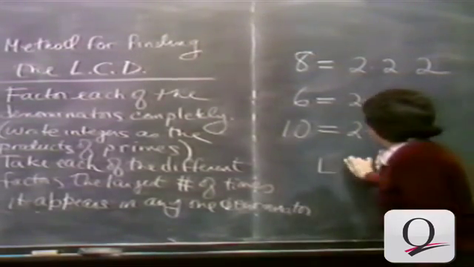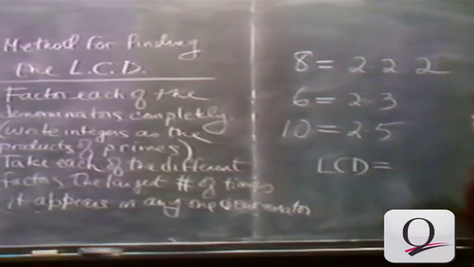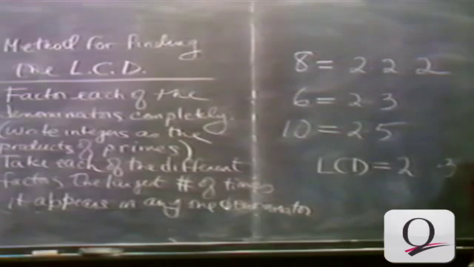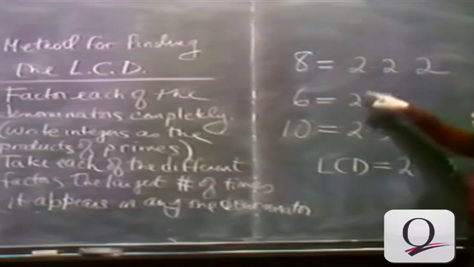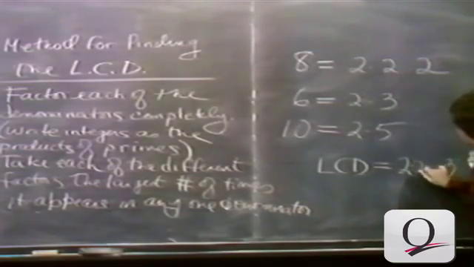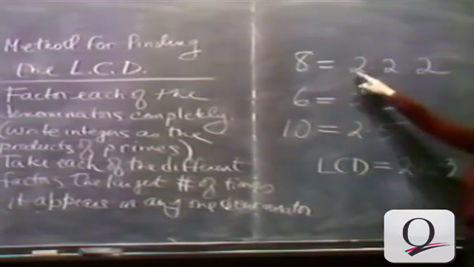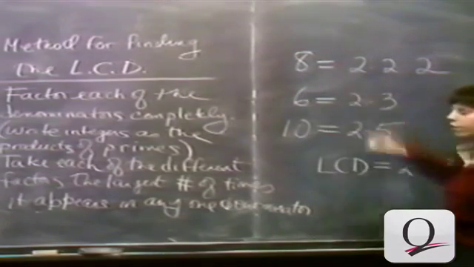Now to form the lowest common denominator, what we do is take each of the different factors. What are the different factors? We have 2's, 3's, and 5's. We take each of the different factors the largest number of times it appears in any one denominator. We know that we're going to need 2's, 3's, and 5's in our answer. Now we say, how many 2's? Here there's 1 two, here there's 1 two, here there are 3 twos. We will need 3 twos to cover us on the 8.